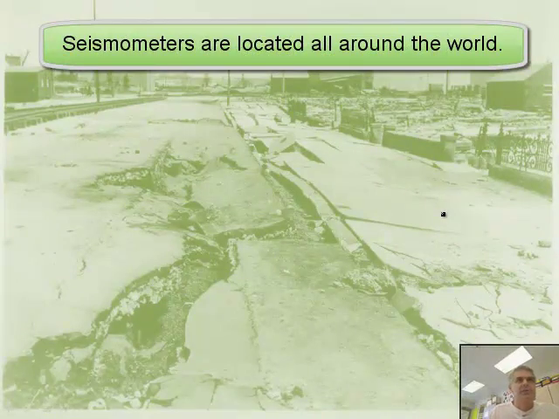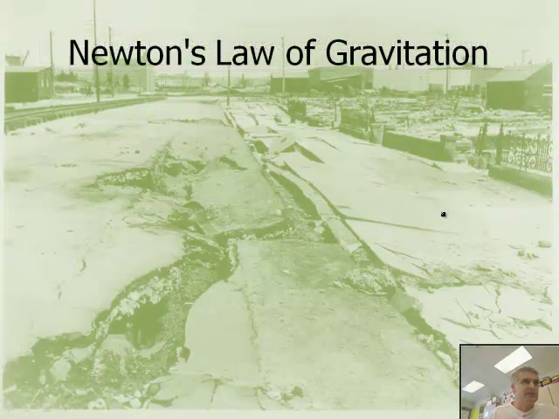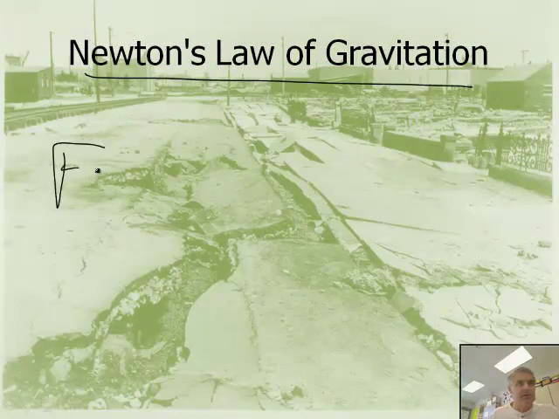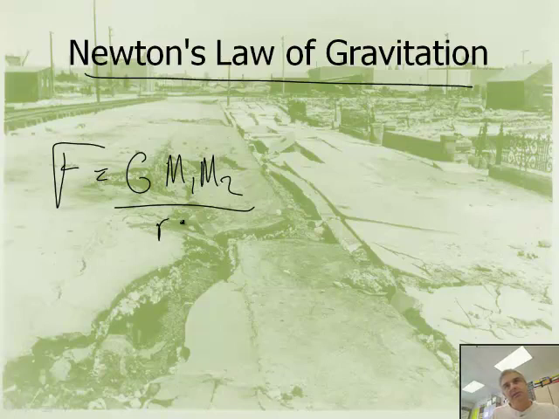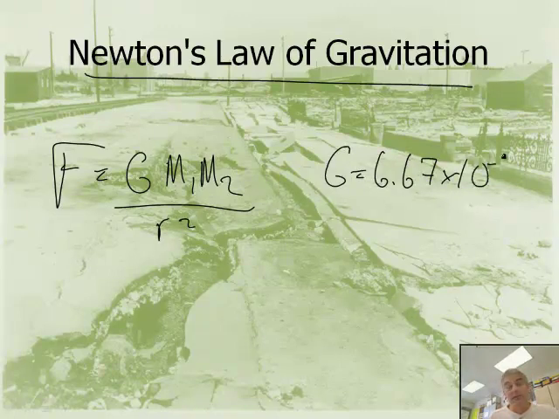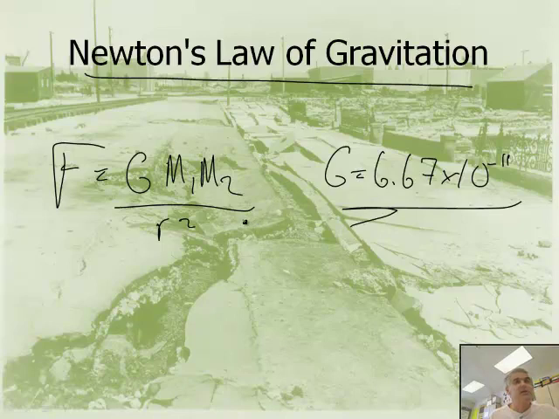Another thing that's going to help us understand what causes the plates to move is Newton's law of gravity. We've learned about that. Remember, this is F equals G times M1 M2 over R squared. Remember, G was 6.67 times 10 to the minus 11th. We did all the math for that in our astronomy unit, or we will if we're doing this first semester.